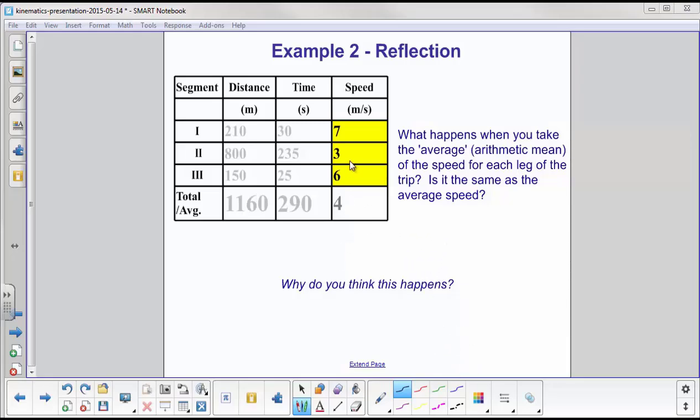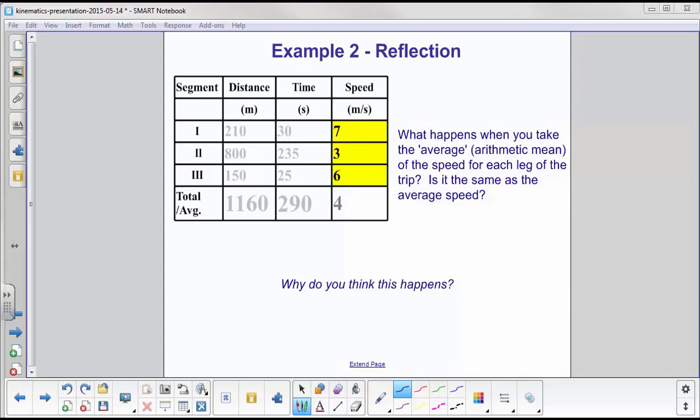What happens is you spent more time. You spend 235 seconds at 3 meters per second in your trip. So this 3 should have a much greater weight on your total average speed. And it in fact does, because we found that the average speed was 4 meters per second, which is less than the 5.3 if you just average these three on equal footings. You can't. They're at different times.